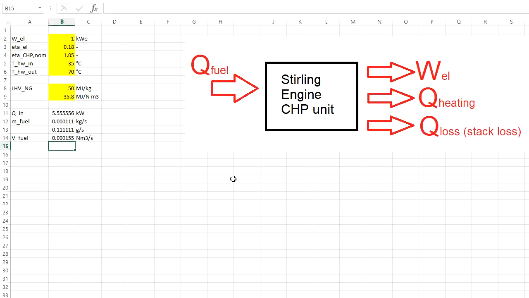And also the fuel consumption is often referred to not as cubic meters per second but cubic meters per hour. So just multiply by 3600 seconds in 1 hour and we get normal cubic meters per hour.